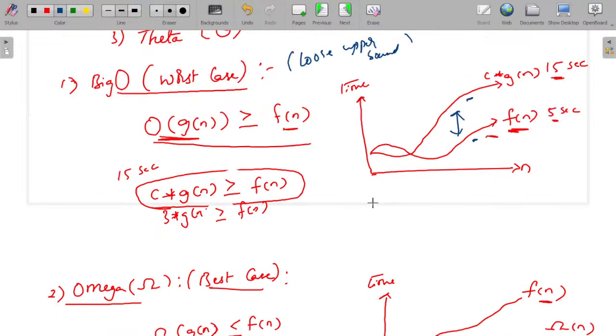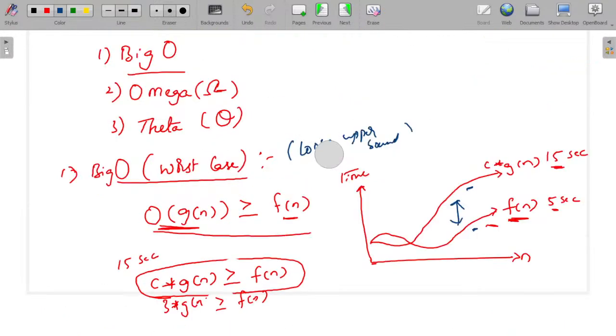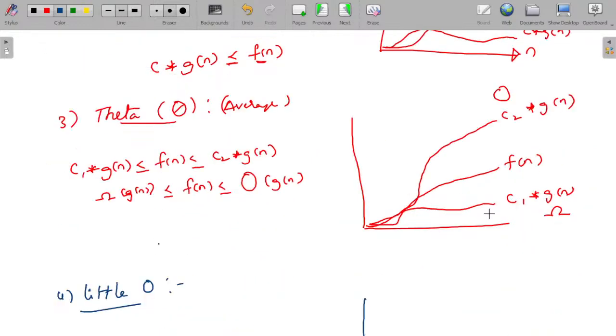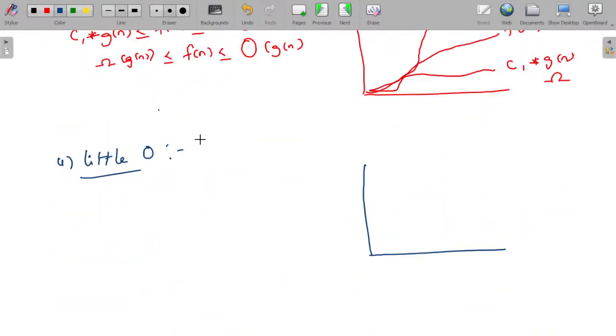Oh, why am I confusing myself? Big O notation is used to represent something called a tight upper bound, because here if you see, the curves are almost similar, right? But whereas little o notation is used to represent something called a loose upper bound.